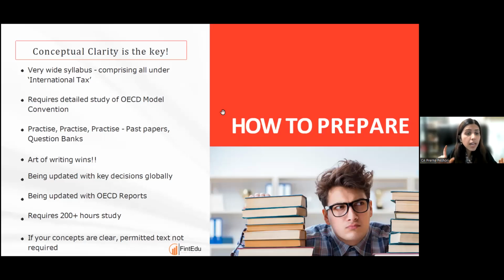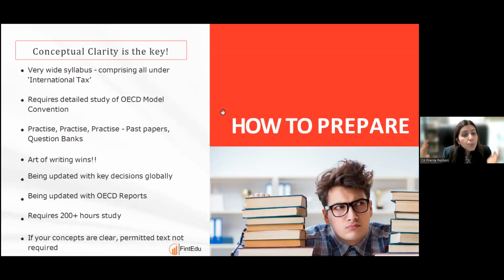But there are sometimes important decisions rendered in a jurisdiction which are important from a global perspective because they are interpretations of a tax treaty. So you have to stay updated with the decisions which are rendered globally. It's not that you have to remember all the decisions every court is giving. There are certain key decisions that you get to know.